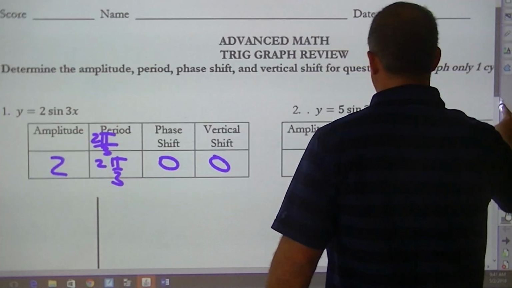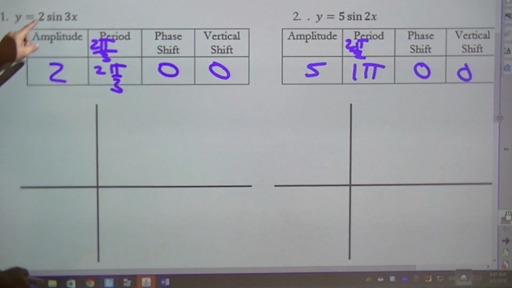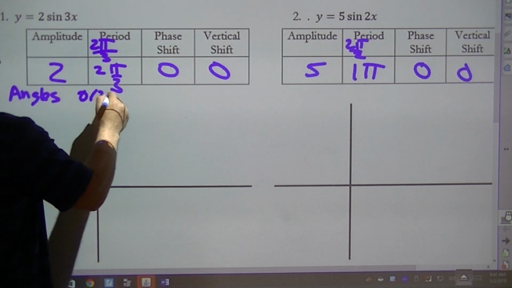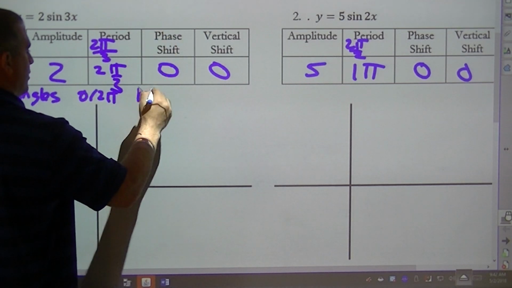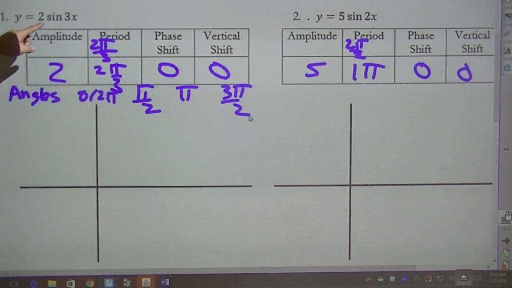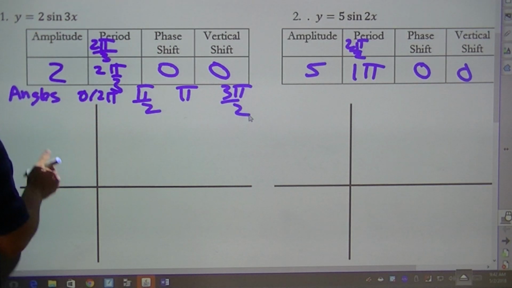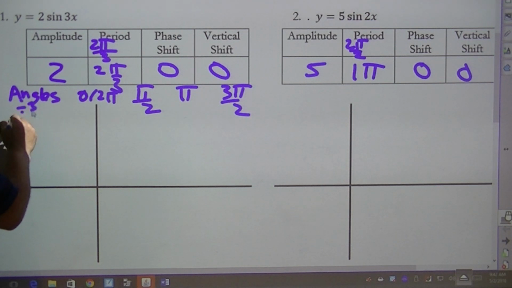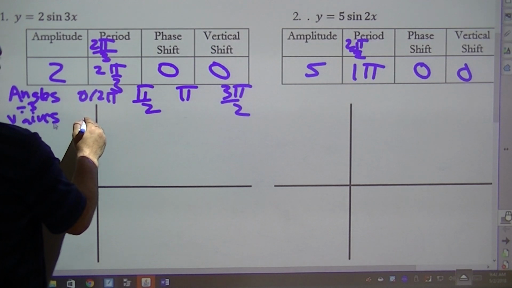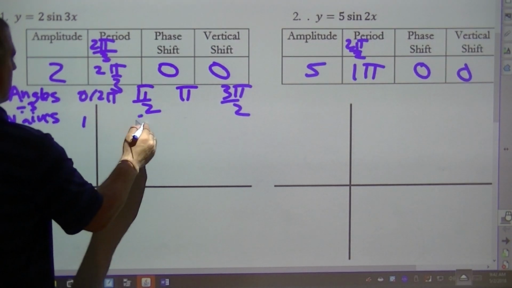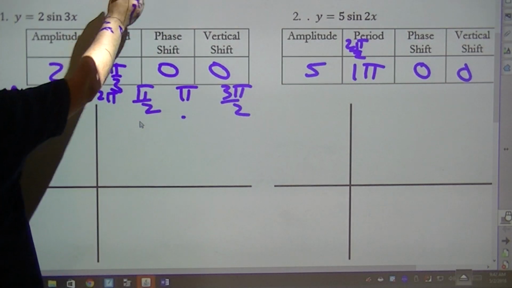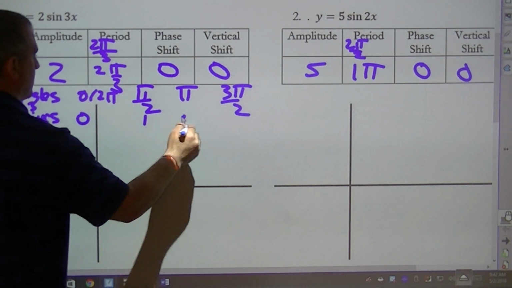All right, so for this one, what I want to do is take my angles. My angles are 0, 2 pi, pi over 2, pi, 3 pi over 2. Because of that 3, I'm going to divide all of my angles by 3. For my values, they are going to start at 1, 0, negative, no, I'm sorry, it's sine. So for sine, the values are going to start at 0, 1, 0, negative 1.